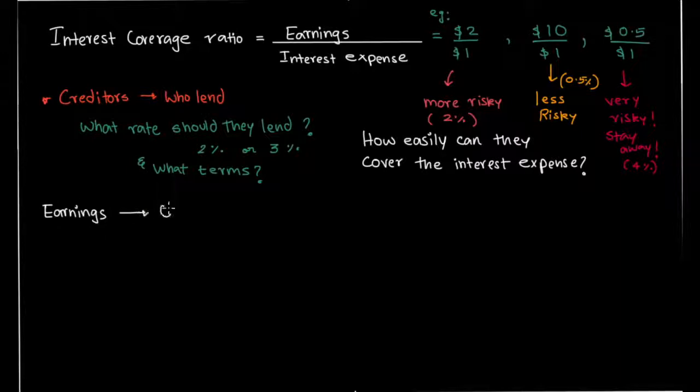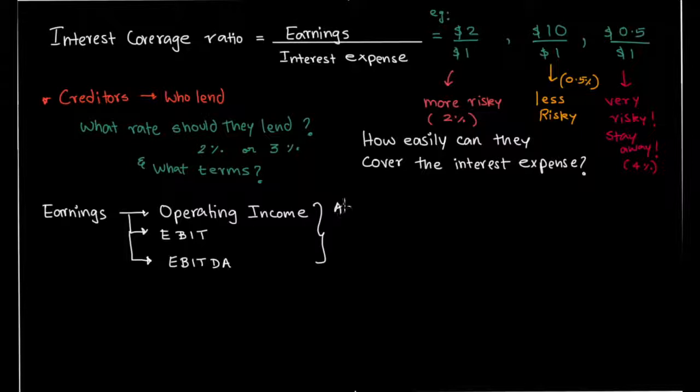Now, for the earnings part, what earnings do we use? We could use the operating income to evaluate the interest coverage ratio. We could also use the earnings before interest and taxes, or the earnings before interest, taxes, depreciation and amortization, to see if they have the cash flows necessary to pay all of the interest expenses.